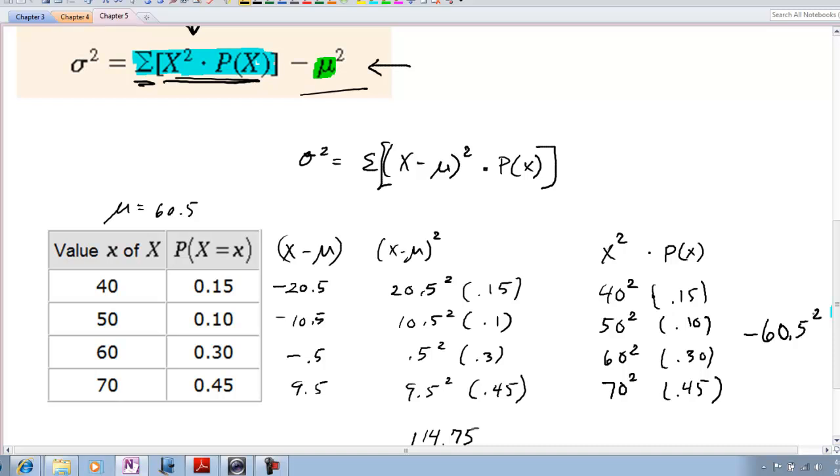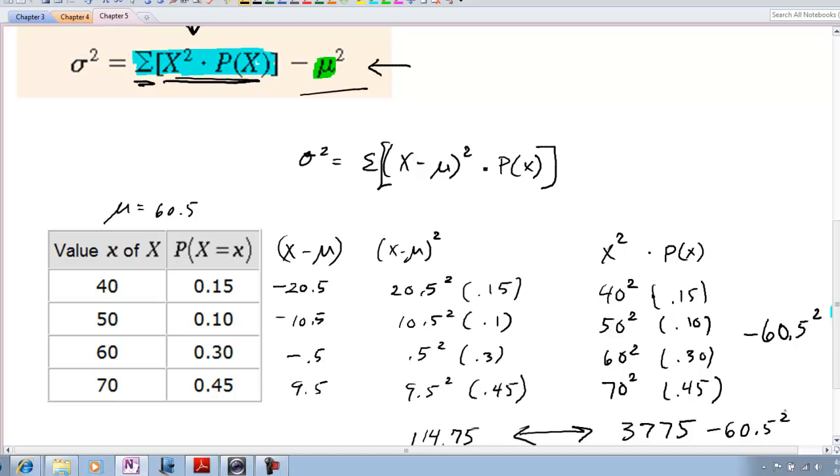Let's do it. So in my calculator, I have 40 squared times 0.15 plus 50 squared times 0.1 plus 60 squared times 0.3 plus 70 squared times 0.45 equals. And you don't have to hit equals there, I'm just doing it. And I'm going to minus from that 60.5 squared. So minus 60.5 squared equals 114.75. So you get exactly the same answer doing it using the first formula as you do using the second.